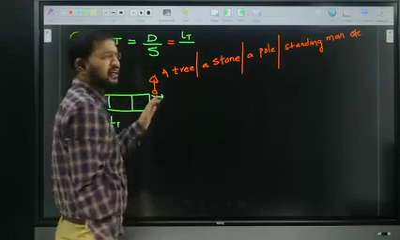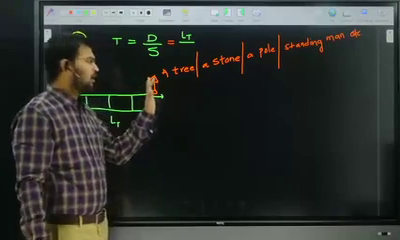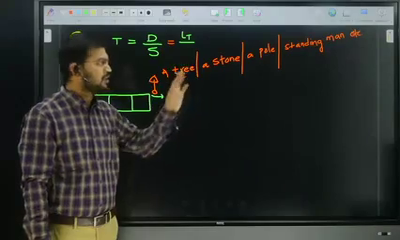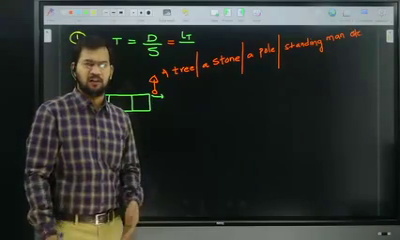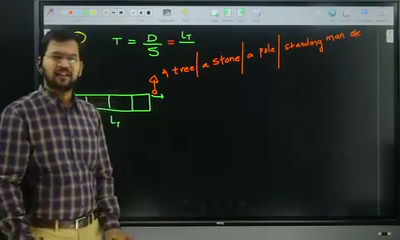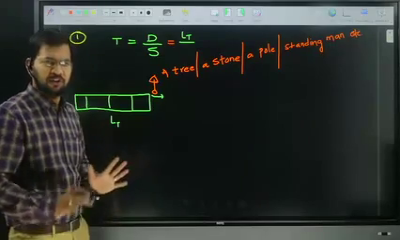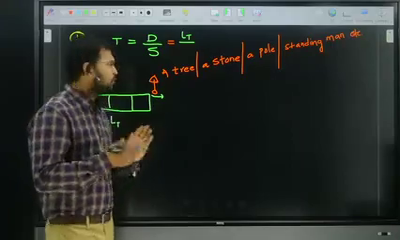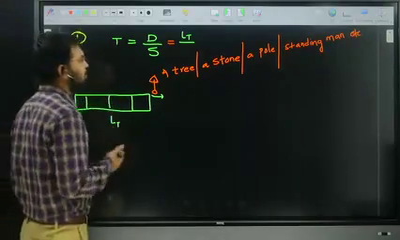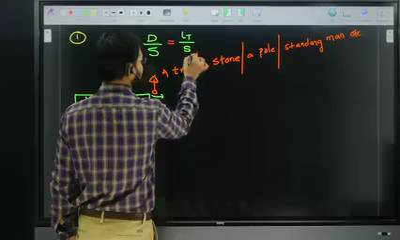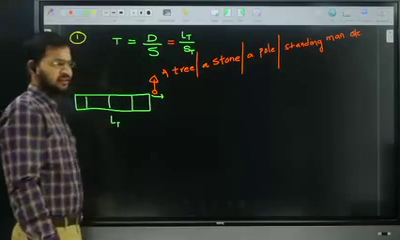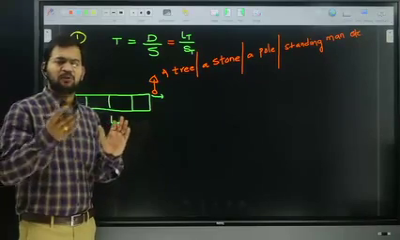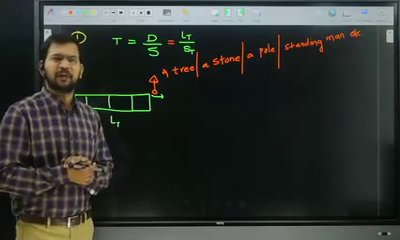Here, the tree is not in motion. A stone is not in motion. A pole is not in motion. And I mentioned a standing man. The name itself says it: the man is in a standing position, not in a moving position. Here only the train is in motion. So speed is nothing but the speed of the train, because here only the train is in motion. That is the reason.